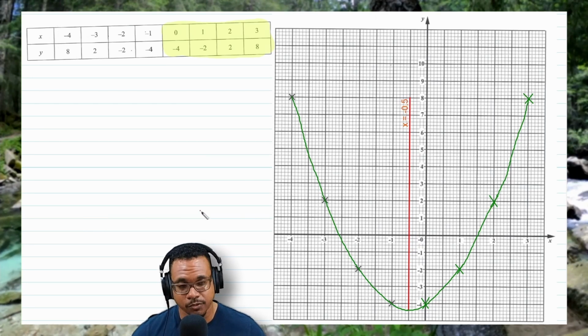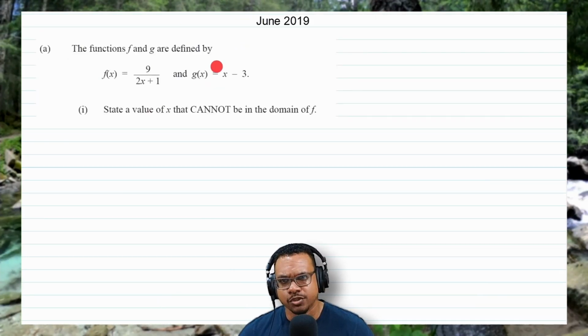All right, and that's it for question 8 for June 2021. Let's move on to June 2019. So here we have question 8 for June 2019. We have the functions f and g are defined by f of x is 9 over 2x plus 1, and g of x is x take away 3.